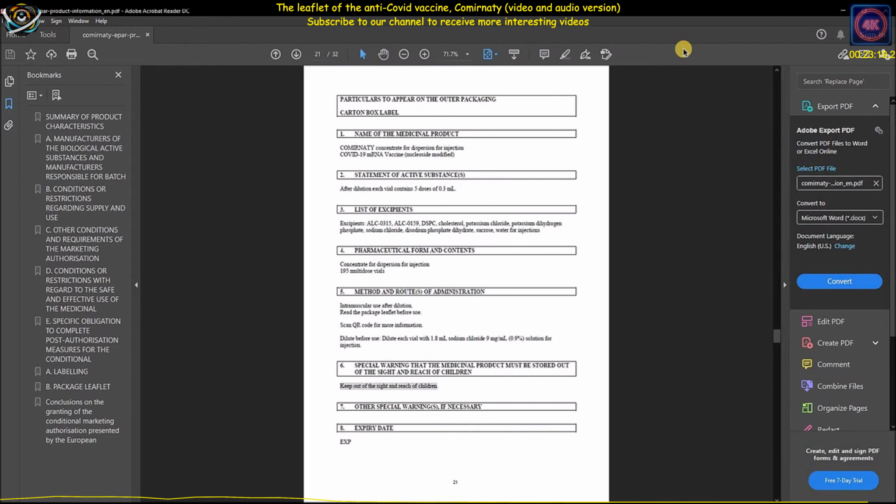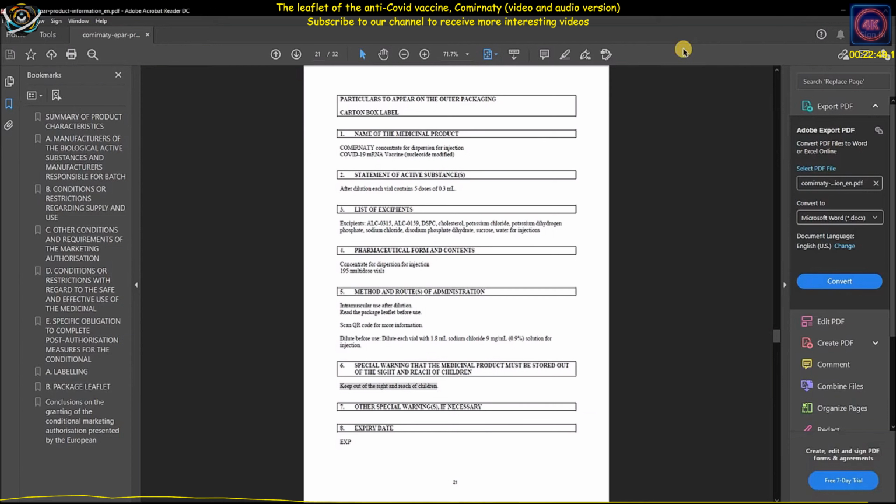3. List of excipients. Excipients: ALC-0315, ALC-0159, DSPC, cholesterol, potassium chloride, potassium dihydrogen phosphate, sodium chloride, disodium phosphate dihydrate, sucrose, water for injections. 4. Pharmaceutical form and contents: concentrate for dispersion for injection.